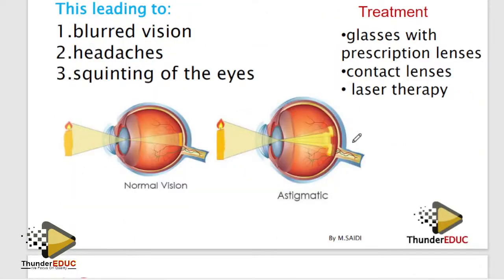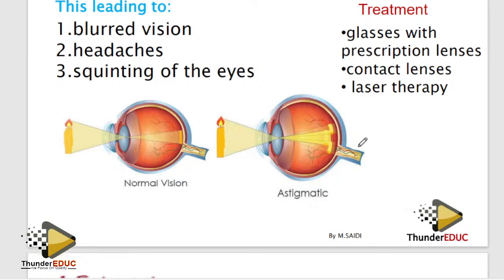You know, if you watched Final Destination, that one was doing the laser therapy, and then Final Destination came.